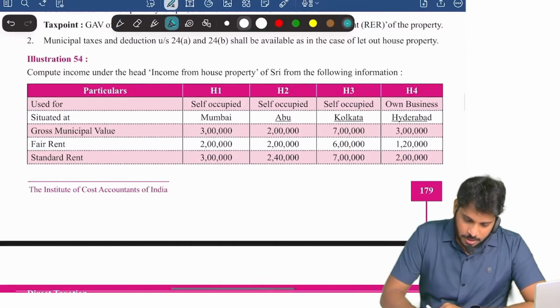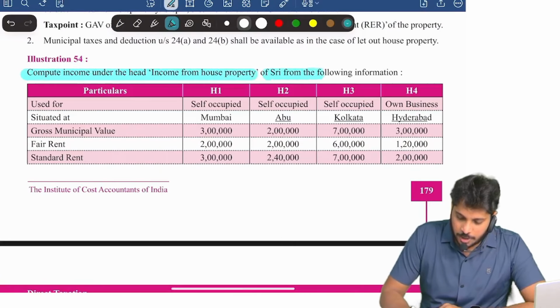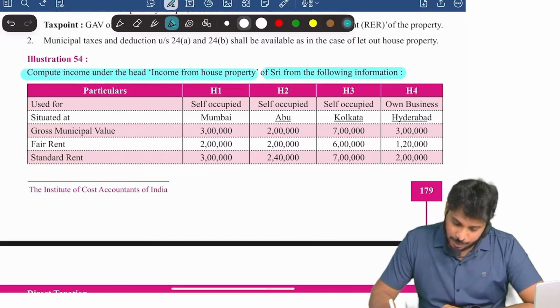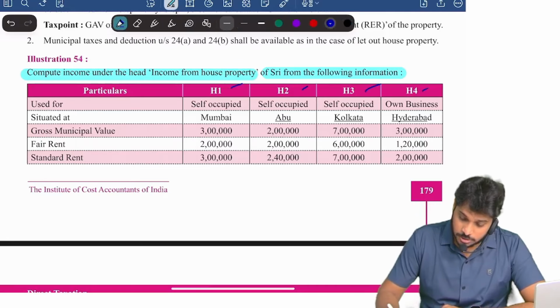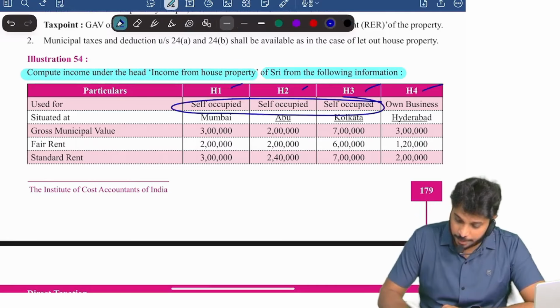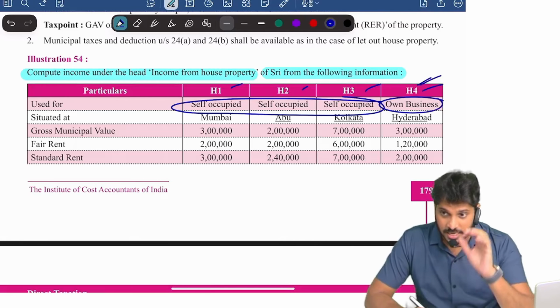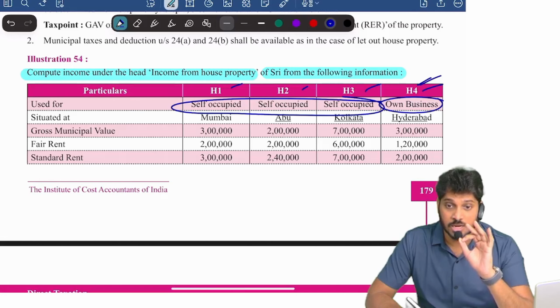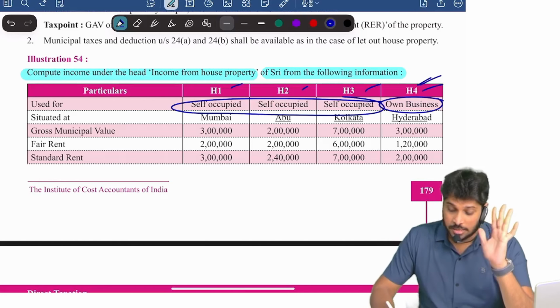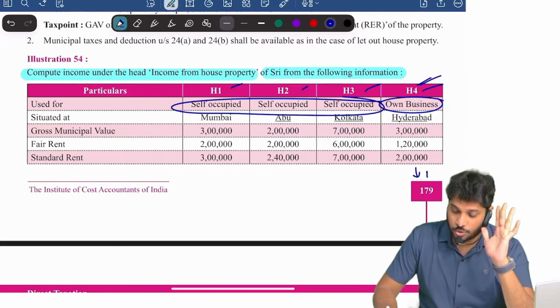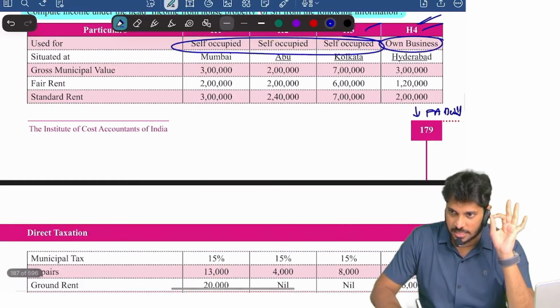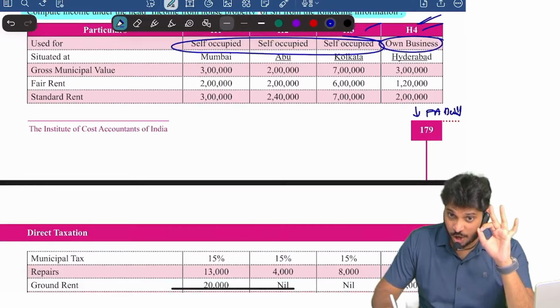Next, are you clear? Then compute income from house property of Sri from the following information. They have 4 houses and 3 houses are self-occupied. 1 is own business. When it is used for own business, that house will no more come under house property scope. This particular house will be shown as a fixed asset, building, in the business block of asset. And we will claim depreciation on that.